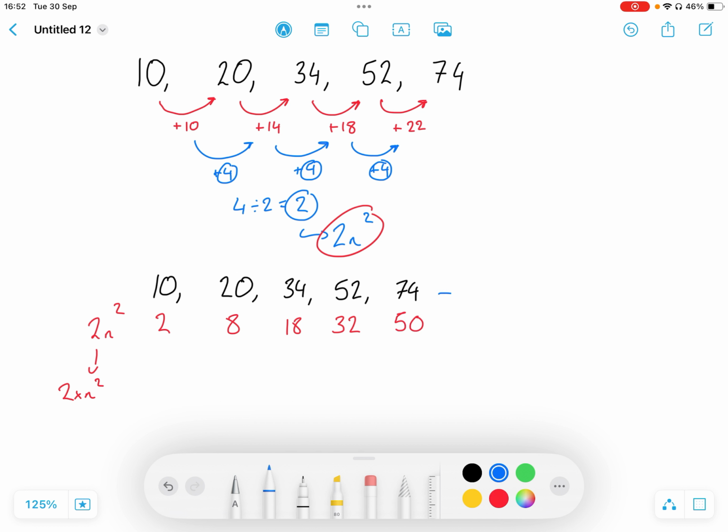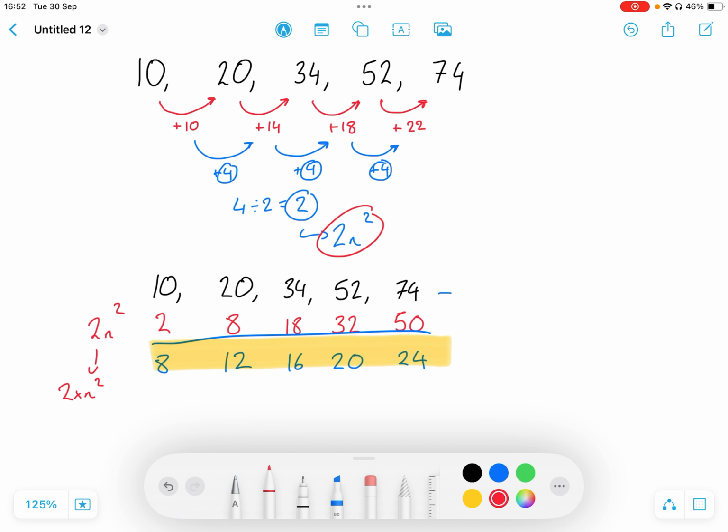And I subtract. What do I get? Well, 10 take away 2 gives me 8. 20 take away 8 gives me 12. 34 take away 18 gives me 16. Is that right? I believe it is. 52 take away 32 gives me 20. 74 take away 50 gives me 24. And there we have my resultant linear sequence, which I am now going to find the nth term of. So let's do it.